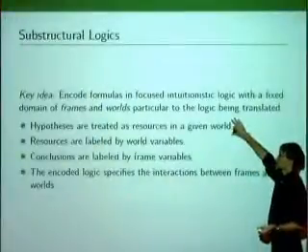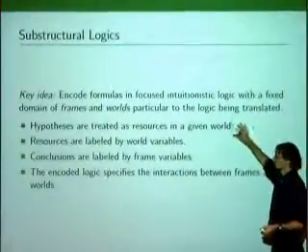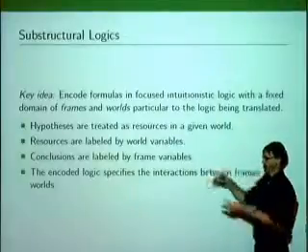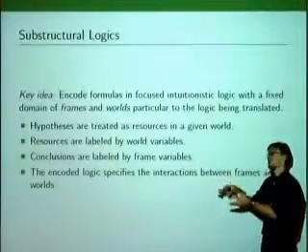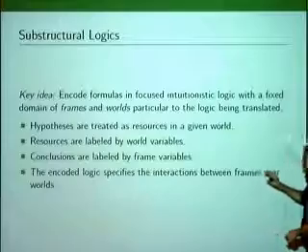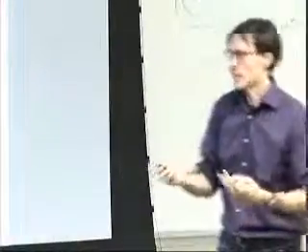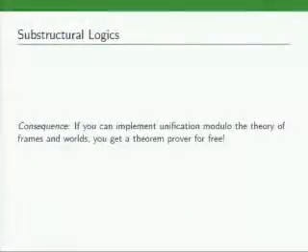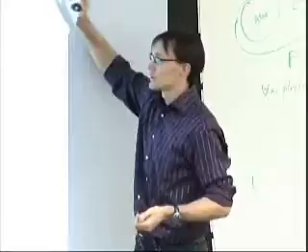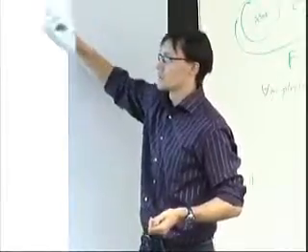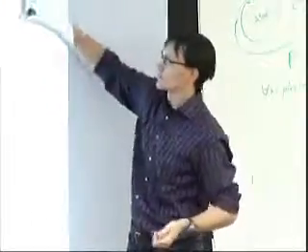The worlds represent the resources in the context. The frames represent the conclusions, the resources in the conclusions. And then you have this encoding function that ties them together. So the consequence of this is that if you can implement unification modulo the theory, then you get a theorem prover for free. So this unification modulo is quite hard, but if you can do it, then you get a theorem prover for free.